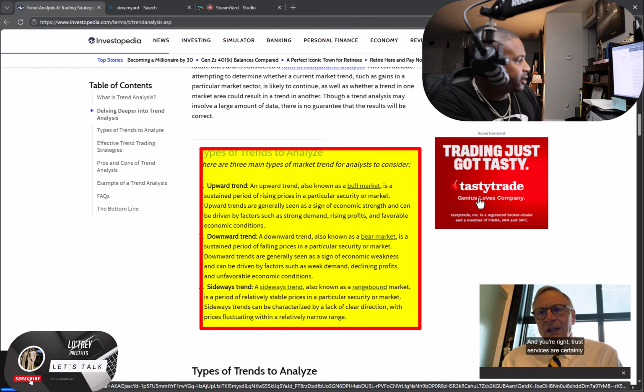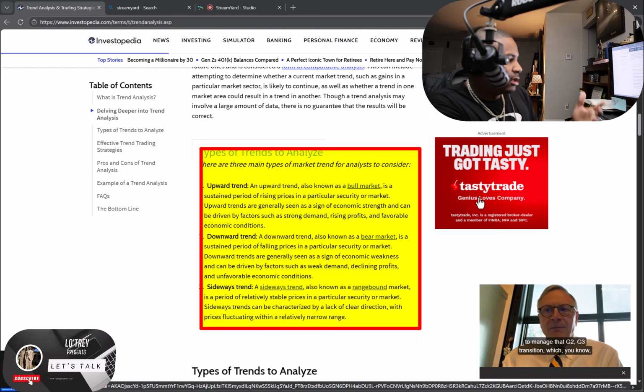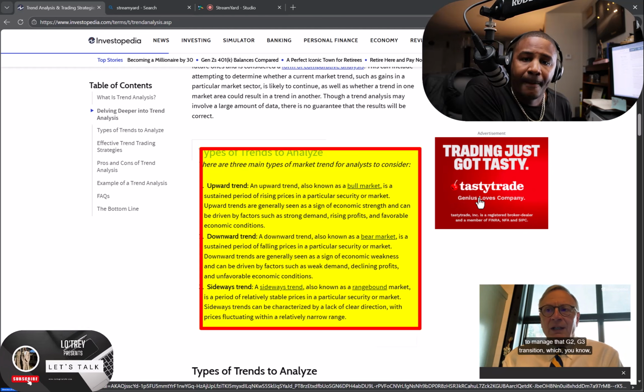All right. And then there's sideways. Like I told you, there's sideways. Right here it says sideways trend, also known as range bound. When somebody says that a stock is going sideways, that means that the stock is staying in a particular range.